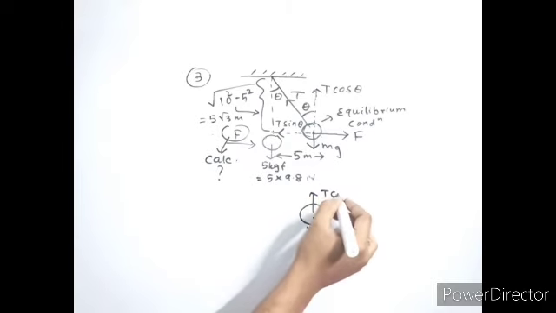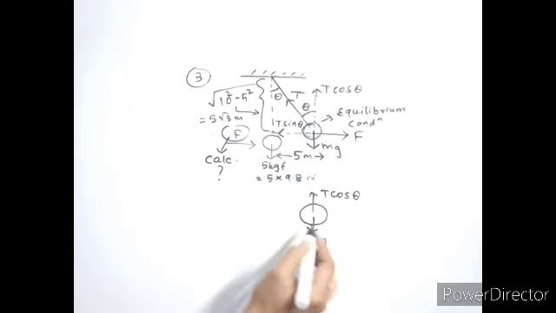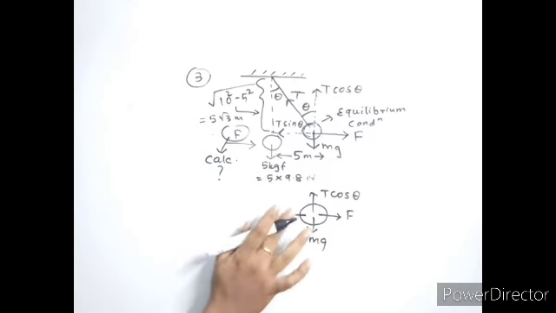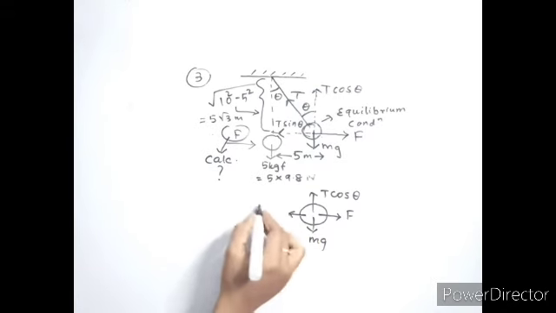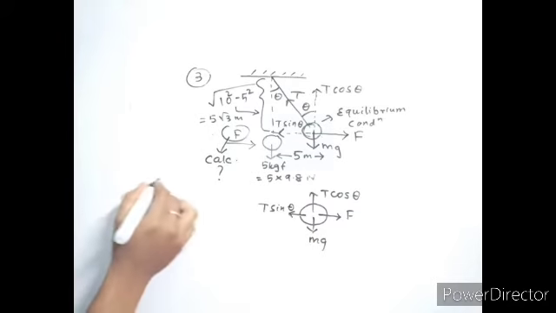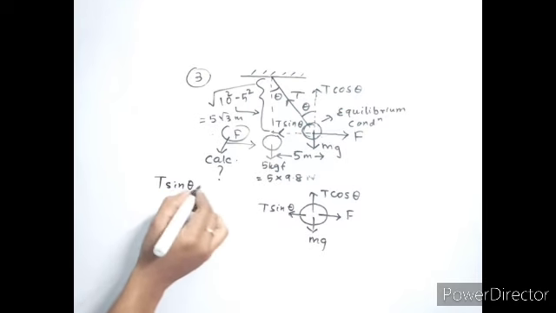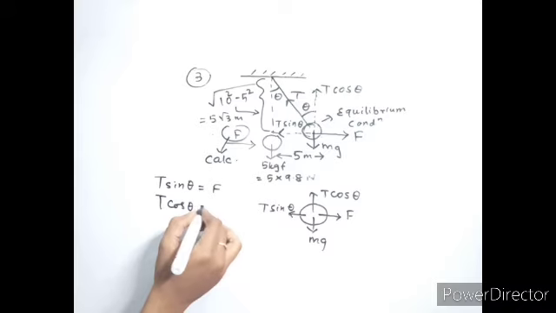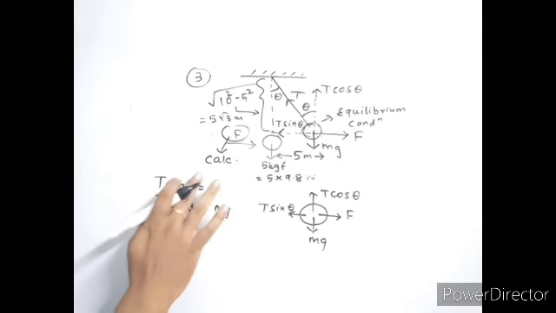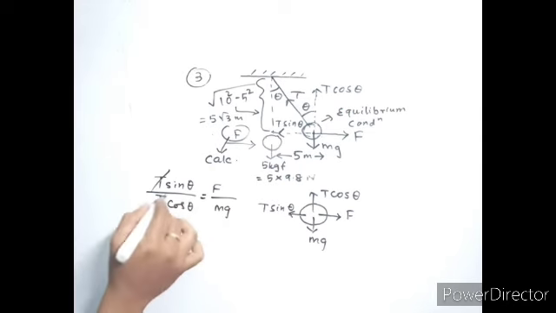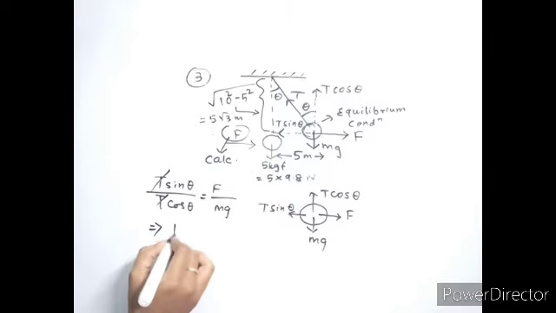So mg acts downwards, T cos theta acts in the upward direction, the force F acts in the right-hand side, and T sin theta acts exactly opposite to the force. Now this is the equilibrium condition, so T sin theta is equal to the force, and T cos theta is equal to the weight of the object, that is m times g. Now just taking the ratio of both sides, we cancel out the T part.